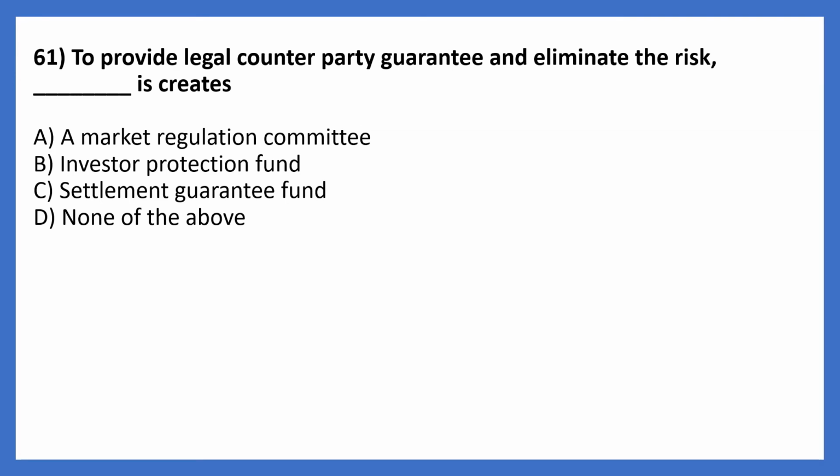To provide legal counterparty guarantee and eliminate the risk, which one is created? Option A, market regulation committee. Option B, investor protection fund. Option C, settlement guarantee fund. And option D, none of the above. The correct answer is option C, settlement guarantee fund.